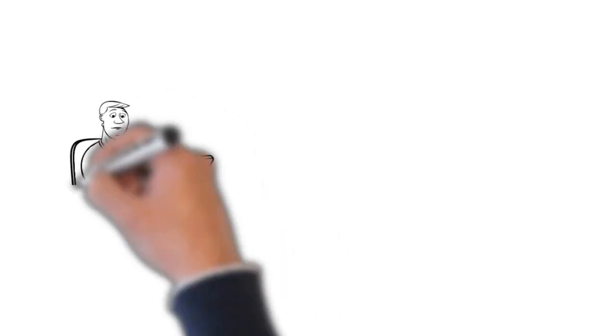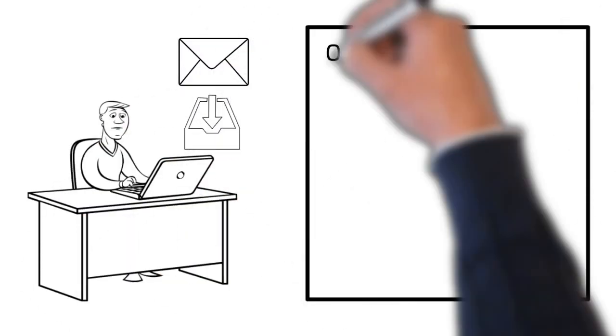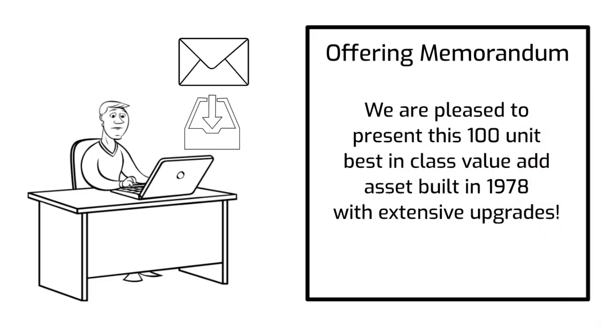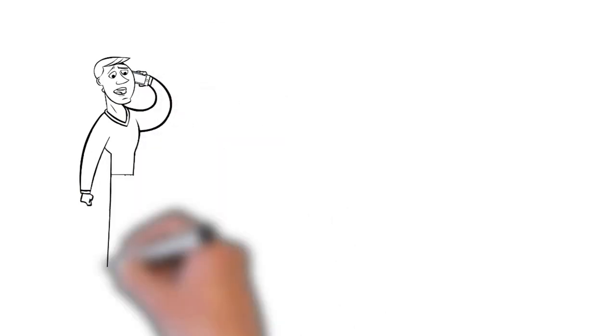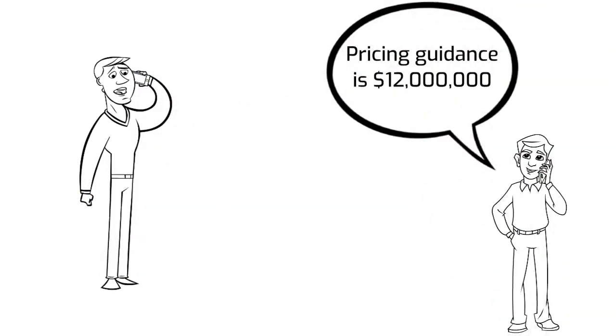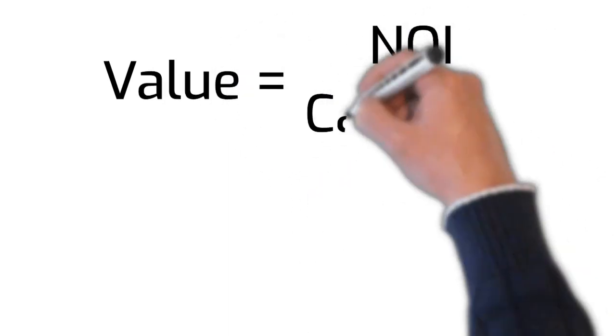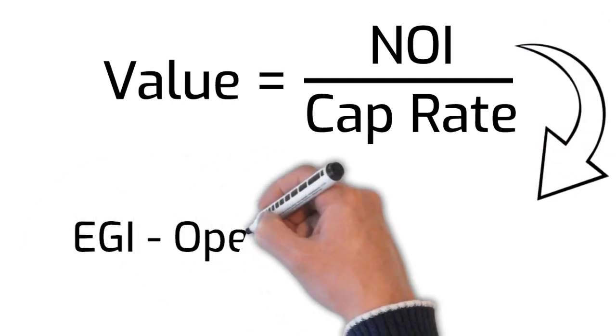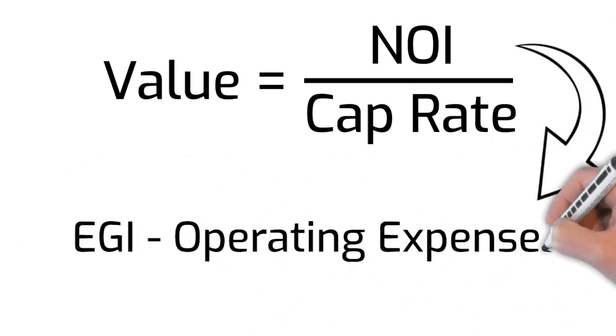You received an offering package in your inbox for a 100-unit property built in 1978 with price to be determined. But you called the broker and he told you the whisper price is $12 million. So what is the property actually worth? Remember, value equals NOI divided by cap rate. Let's start by determining the NOI, which we know is the effective gross income minus the operating expenses.